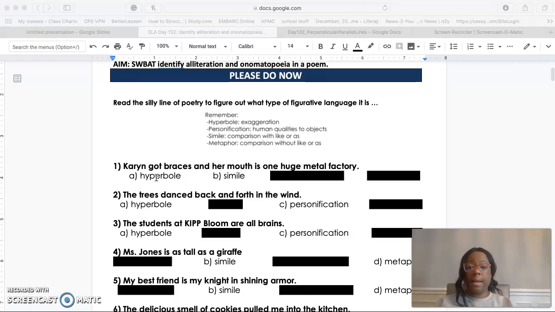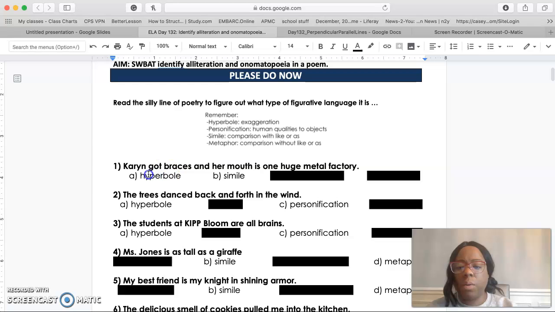Okay, guys, welcome back. We're going to read the silly line of poetry to figure out what type of figurative language it is. Number 1 says, Karen got braces and her mouth is a huge metal factory. Now, the options that we have are hyperbole and simile. So what we're going to do is go up to our reminder and see that a hyperbole is an exaggeration and a simile is a comparison with like or as. Now, as I read the sentence again, we're going to see if we can see any keywords to help us figure it out. Karen got braces and her mouth is a huge metal factory. I don't hear any keywords for a simile, so we're going to make sure that we answer A, hyperbole.